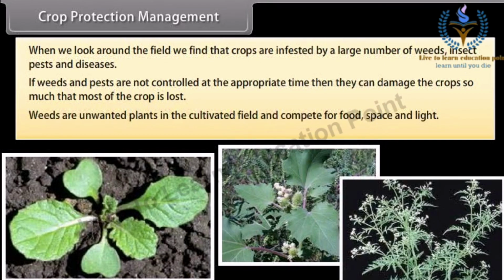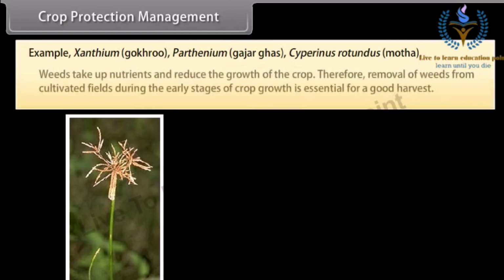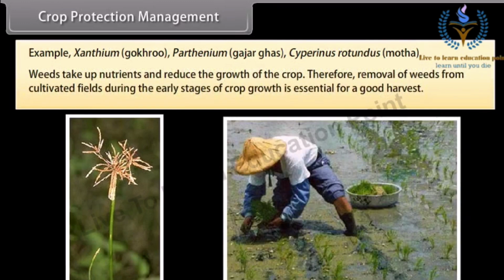Weeds are unwanted plants in the cultivated field and compete for food, space and light. Example, xanthium, gokru, parthenium, gajar ghas, Cyperus rotundus, motha. Weeds take up nutrients and reduce the growth of the crop. Therefore, removal of weeds from cultivated fields during the early stages of crop growth is essential for a good harvest.